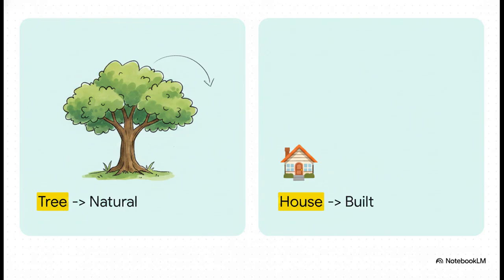A tree? That's the natural world. It evolves without us lifting a finger. But a house? That's calculated construction. This transition from natural landscapes to human engineered environments is really the baseline for everything we're looking at today.